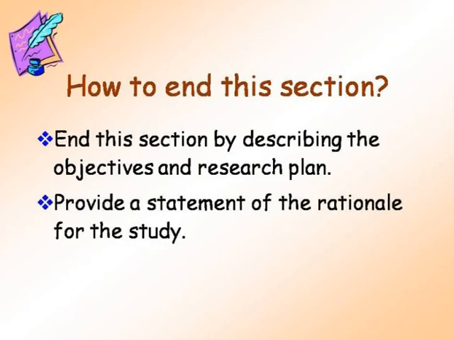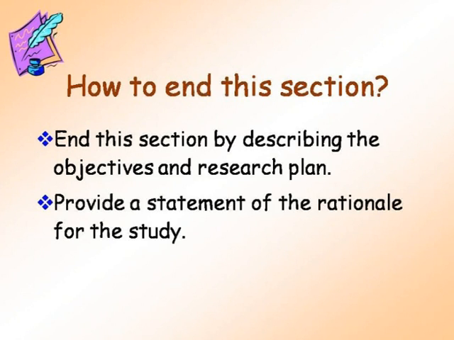And then how do you end the section? You end it by describing the objectives, that is what I told you. And sometimes if you want, you can give an outline of a research plan. For example, if you want to do a clinical trial, you might say we are wanting to do a double blind randomized controlled clinical trial or whatever it is. So, the section usually ends by stating the objectives and an outline of a research plan if you want to. You can provide a statement of the rationale for the study, but generally I will not put this as the last sentence, it will be just before the end. Okay?